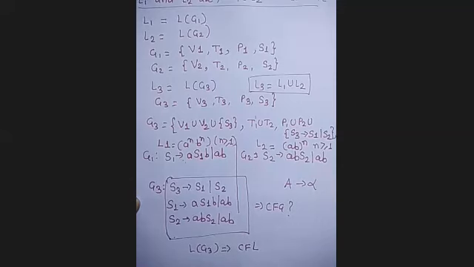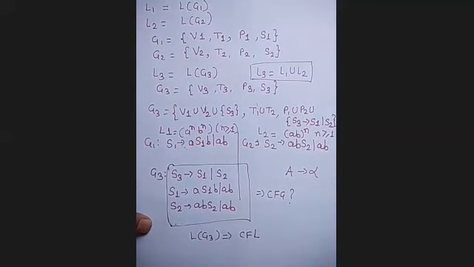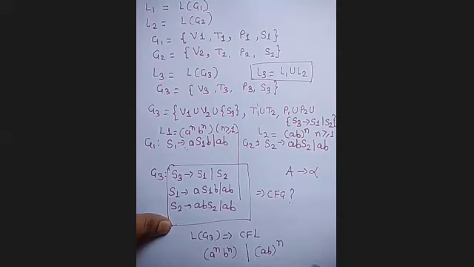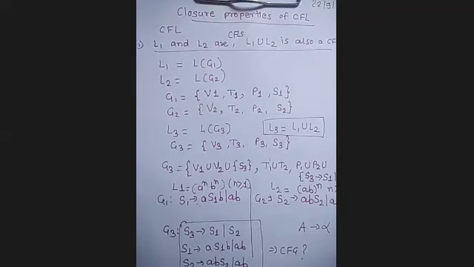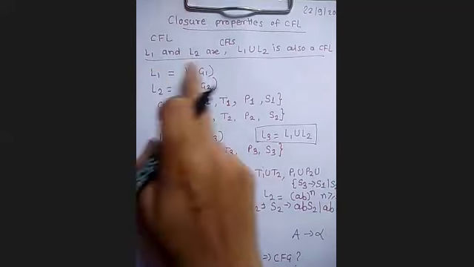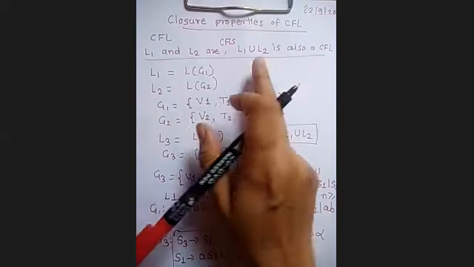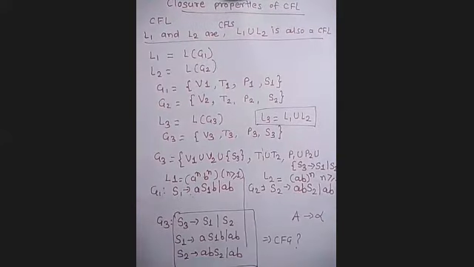What is the language here? It is A to the power n, B to the power n, or AB. This type of strings are generated using G3. So we have proved the first theorem. What was our theorem? If L1 and L2 are context-free languages, then L1 union L2 is also a CFL. Is it clear how we proved the theorem using the example?